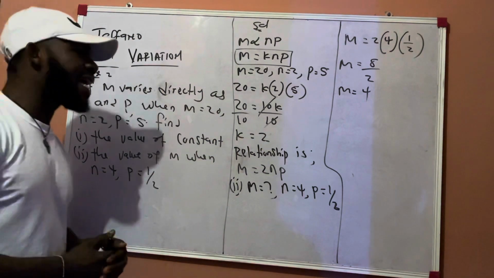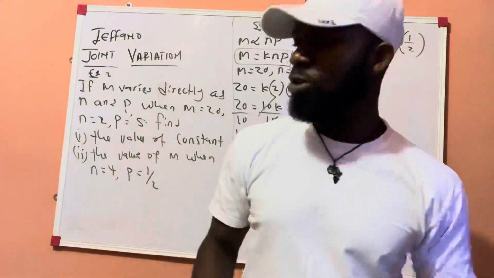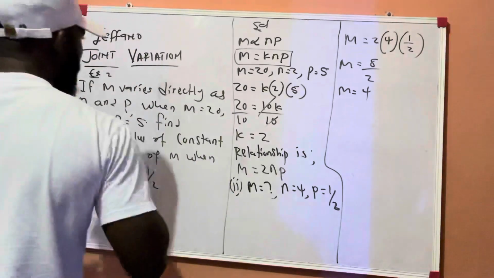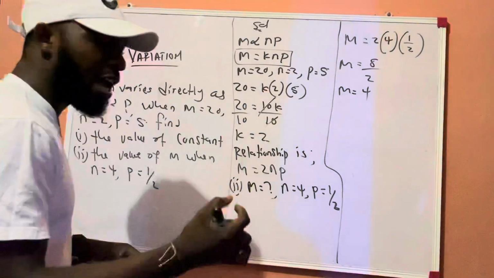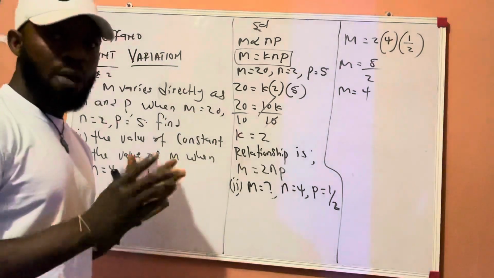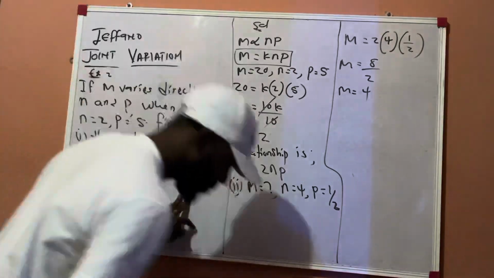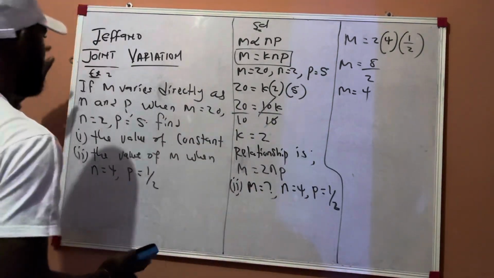Now, remember I said that the last part of the example for today is going to be a special case on joint variation. Now, how do you notice a special question under variation? The question differs. It's the way the question looks. And we're going to solve just one example under that, and we are good to go for today. Example number 3.